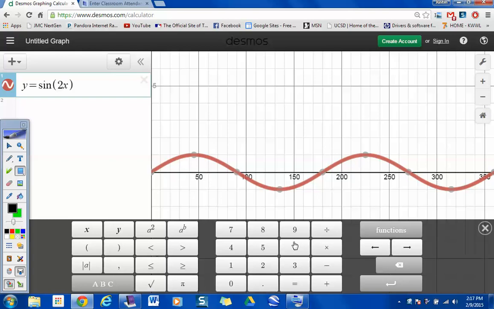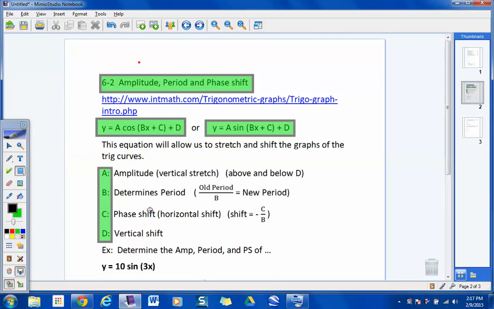But what about the amount of time it takes for a cycle right here? Notice, an original cycle for this was 360 degrees. Now what's an original cycle? Going from here to here. It's now how many degrees? Every 180. Okay, every 180. So this effect of B, B is always the value right next to x. This value B right here is determining the period.